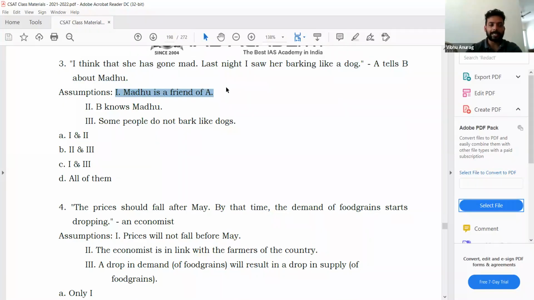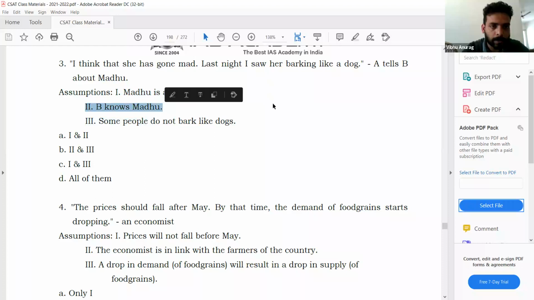Actually, there is no context. We don't know what A believes about Madhu. Madhu could be anyone, a friend or relative or neighbor or colleague, teacher, student, anybody. There's no context given. We don't know what A believes about his relationship with Madhu. So one is not a correct assumption.